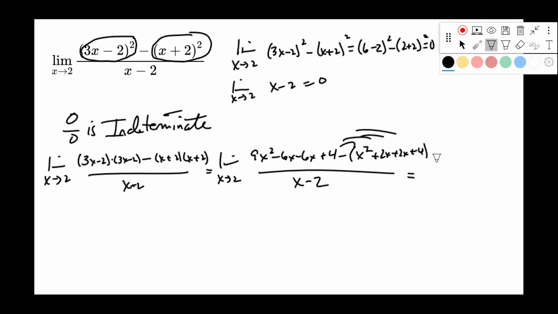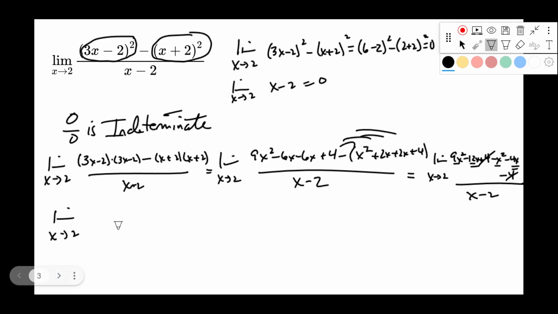And let's see what we got. We got a limit as x goes to 2 of 9x squared minus 12x plus 4 minus x squared minus 4x minus 4 all over x minus 2. Okay, now I got to put together some like terms here. So 9x squared, they go together. Those two go together, and the 4's drop out. So that gives me the limit as x goes to 2 of 8x squared minus 16x over x minus 2.